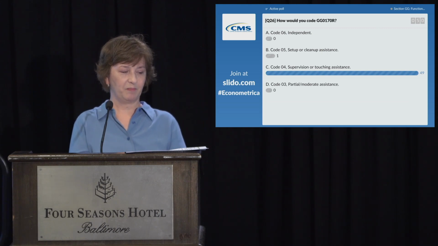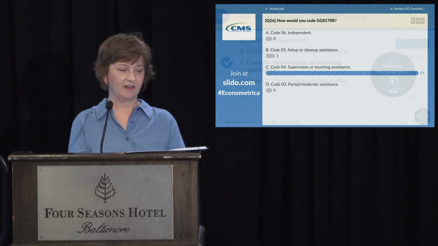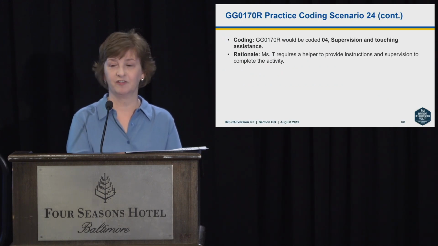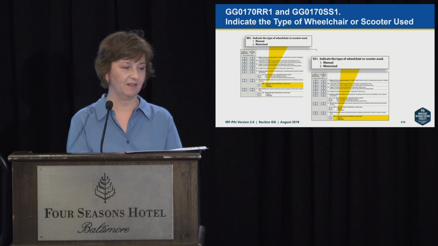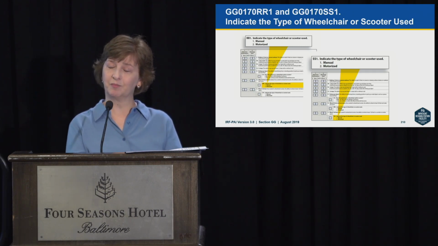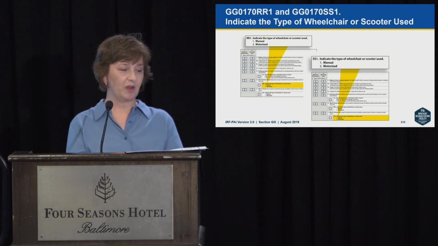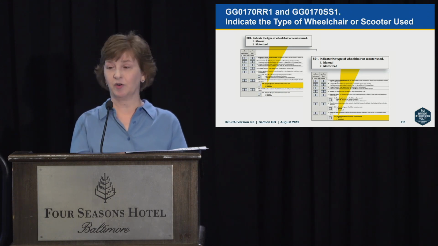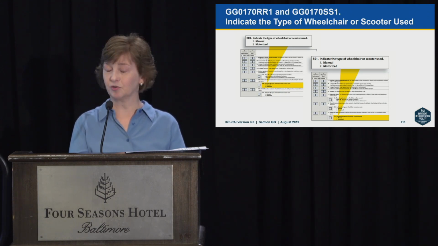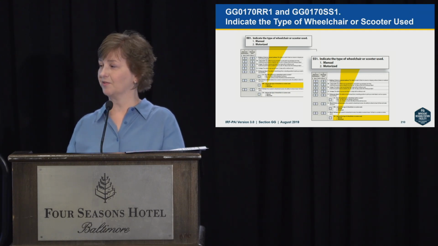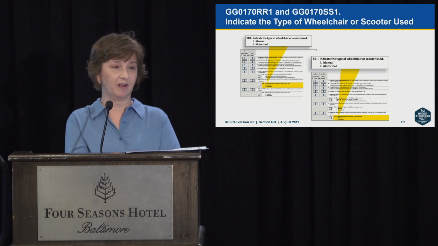All right, looks like most people coded 04. That seems right to me, and that is indeed the correct response. Supervision and instructions in this case. As I mentioned before, there are follow-up questions related to both wheelchair activities. So if you indicate somebody traveled 150 feet with a wheelchair, please indicate whether it was a manual or motorized wheelchair or scooter. There is a follow-up question for each distance because it's possible somebody uses a different type of wheelchair depending on the distance.